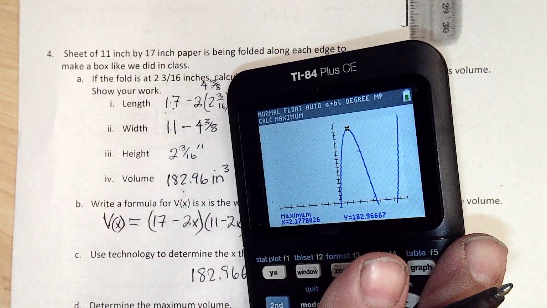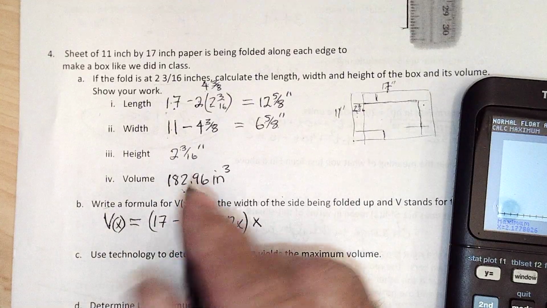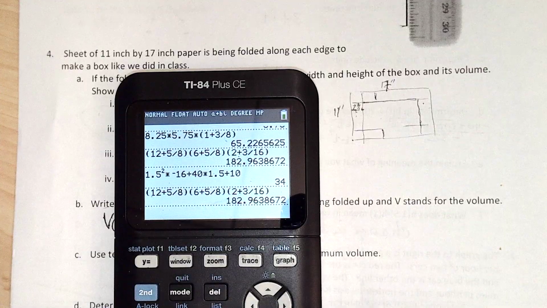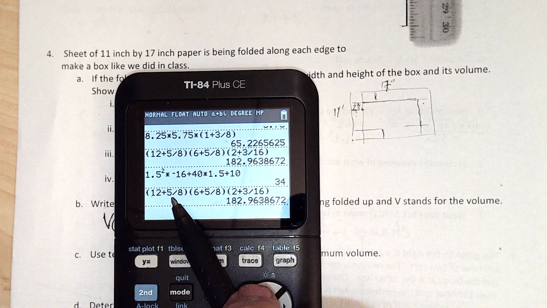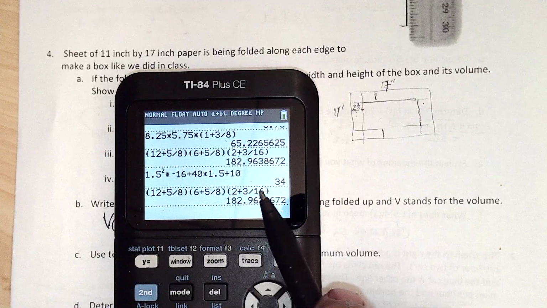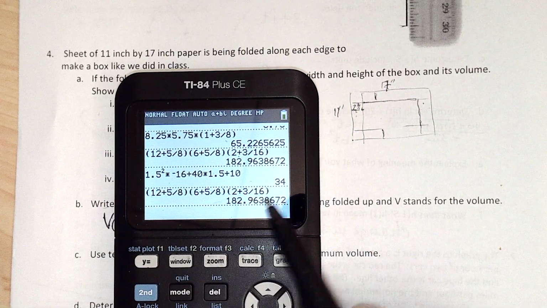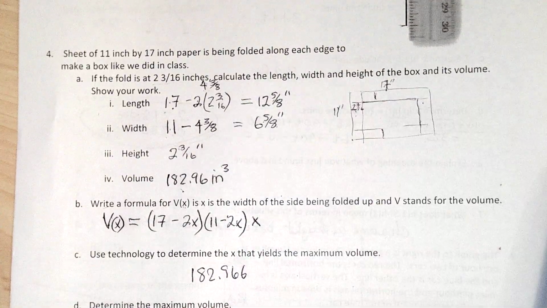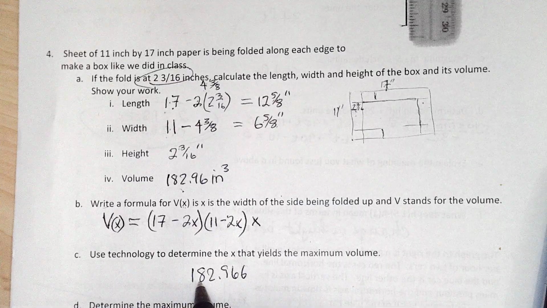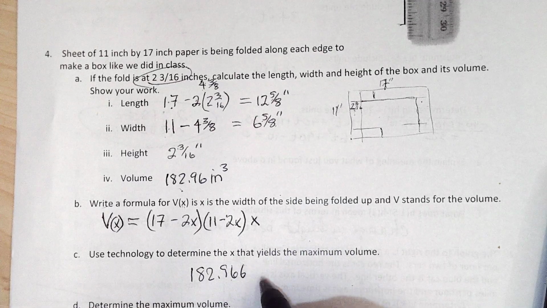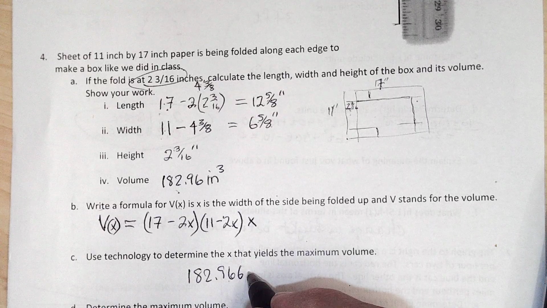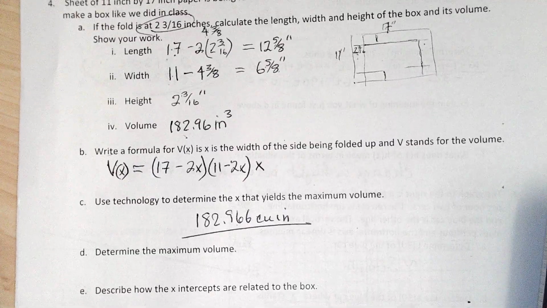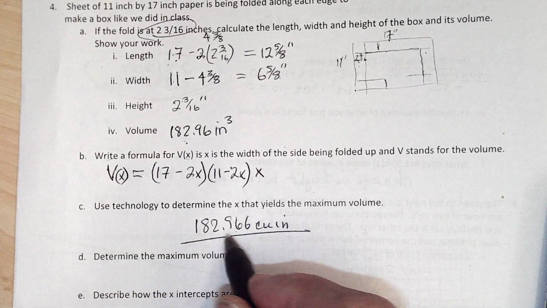Oh, that's the maximum. Did I do this other one right? Did I happen to guess the exact right answer here? 12 plus 5/8, 6 plus 5/8, and 2 plus 3/16, 182.96. So we were really close with the size that would make the maximum volume. There's slightly more cubic inches. Make sure you put your units on it. And, oh, this is the maximum volume.